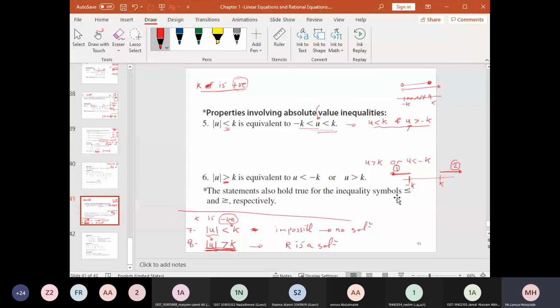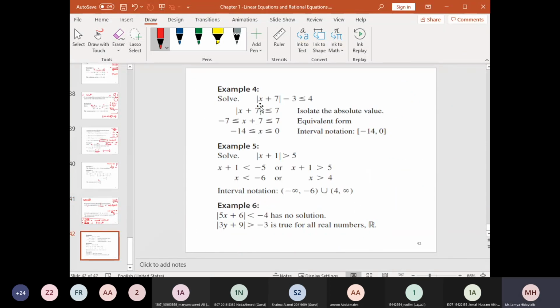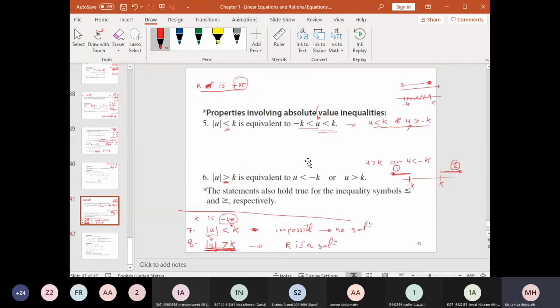Let's take some examples for this part. Here, the absolute value of x plus 7, minus 3, is less than or equal to 4. First of all, we take this to the other side. We get this one less than or equal to 7, which is a positive number, and less than. So we can write it in this formula, correct?